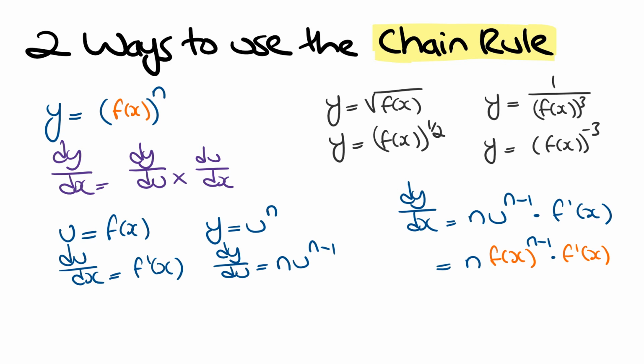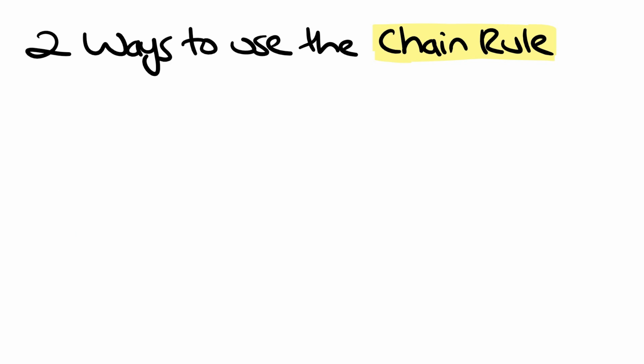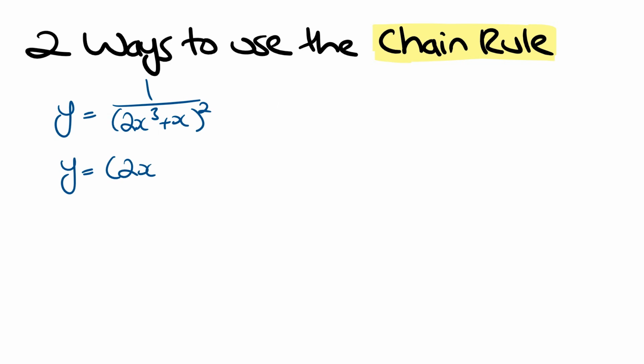Let's do an example to see how this works. Let's say we have the function y is equal to 1 on (2x cubed plus x) to the power of 2. The first thing we need to do is rewrite this function in power form. So we can write this as y is equal to (2x cubed plus x) raised to the power of minus 2. Now we have a function raised to the power of a negative number, we can use the chain rule to differentiate this.